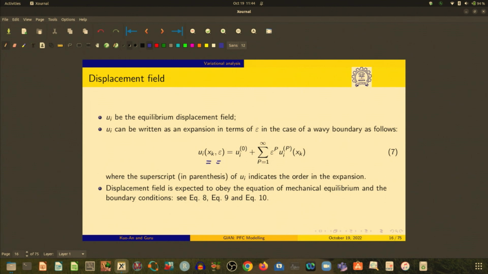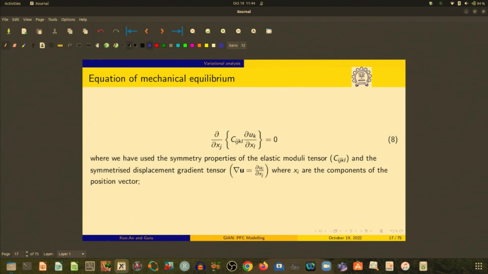Now, this displacement field should obey the equation of mechanical equilibrium. What is the equation of mechanical equilibrium? This is the equation of mechanical equilibrium. Okay. Why is this the equation of mechanical equilibrium? We generally write del dot sigma equal to 0, and I am assuming that sigma obeys Hooke's law. This is linear elasticity or hyperelastic material.